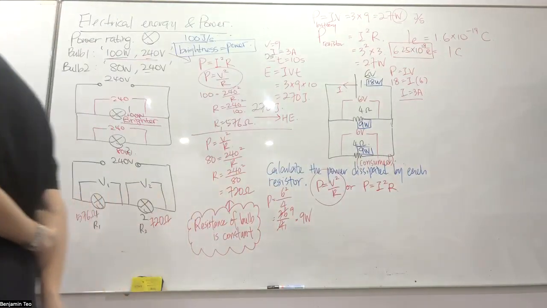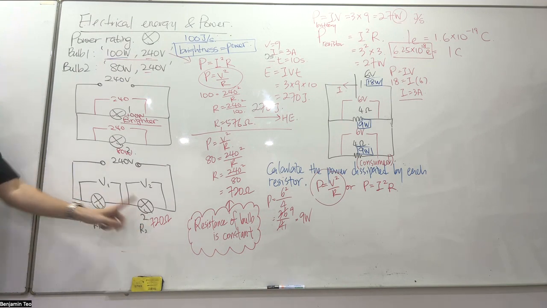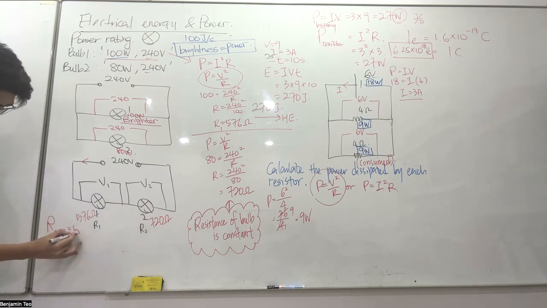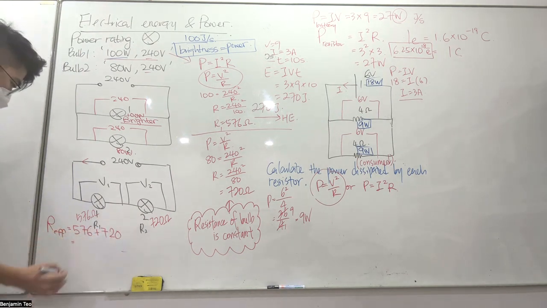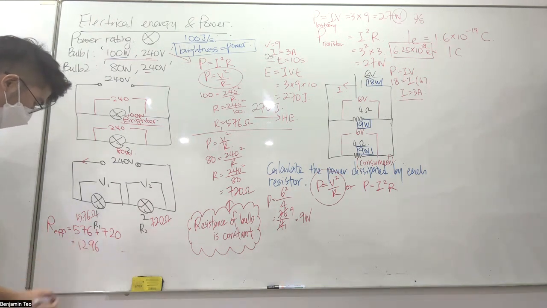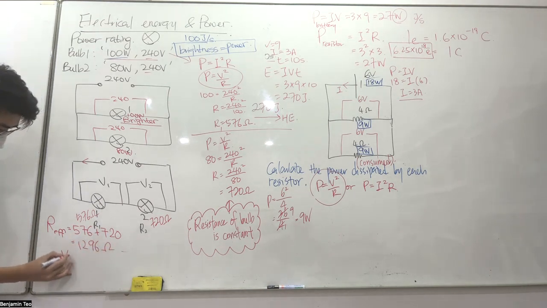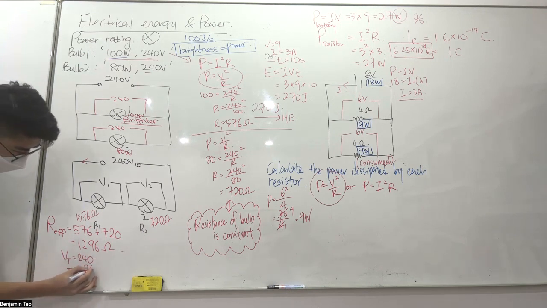From the power rating, calculate your resistance. When you have the resistance, calculate your voltage. First you need to find the current, so what is your effective resistance? R effective. V total is 240, current is 240 over R effective.